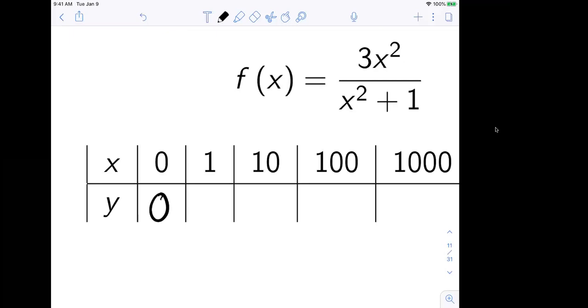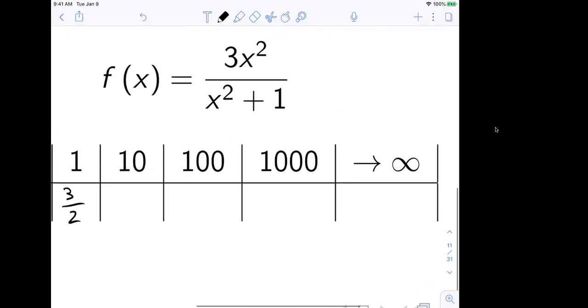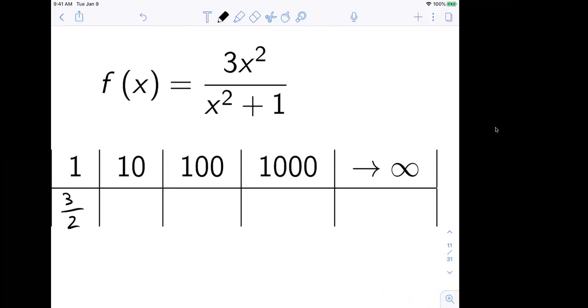Okay, what happens when I plug in 1? What do I get? 3 halves, excellent. When I plug in 10, what am I going to get? Well, on the top, I'm going to get 3 times 100. In the bottom, I'm going to get 100 plus 1. So I'm going to get 300 over 101, which is very close to 3, right? So a little bit less than 3.